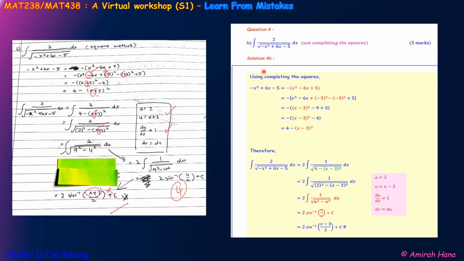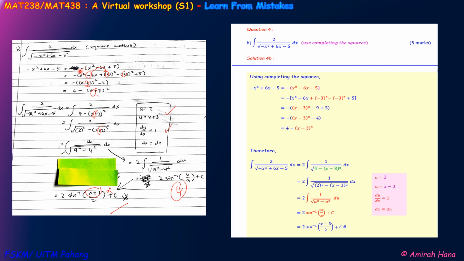Okay, now kita sampai soalan terakhir. Question 4b. Okay. Integrate 2 over square root of negative x squared plus 2x minus 5 dx. Use completing the square. Okay. So, yang ni jawapan daripada student.